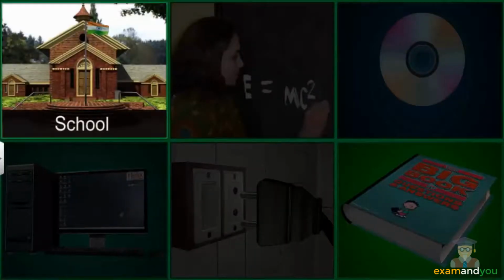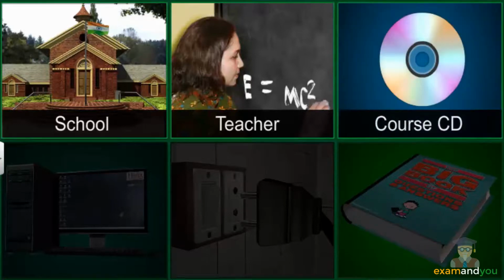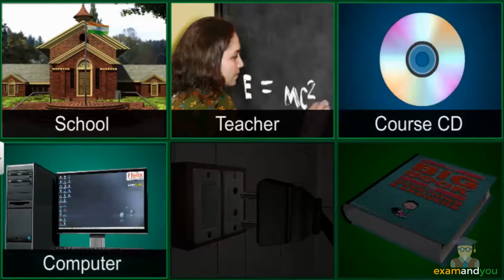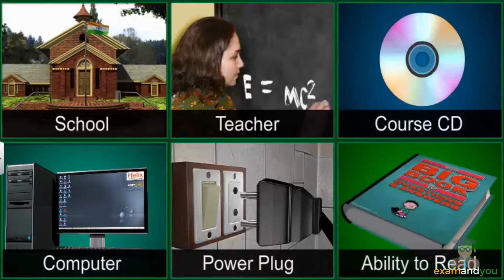Your school where you can sit and watch this course. Your teacher who can explain it to you. A CD, a computer to run the CD on. Electricity supply to run the computer. Your own ability to read and write. These are just some of the things that allow you to go through this course. All these are examples of things that you use to satisfy your need for learning.